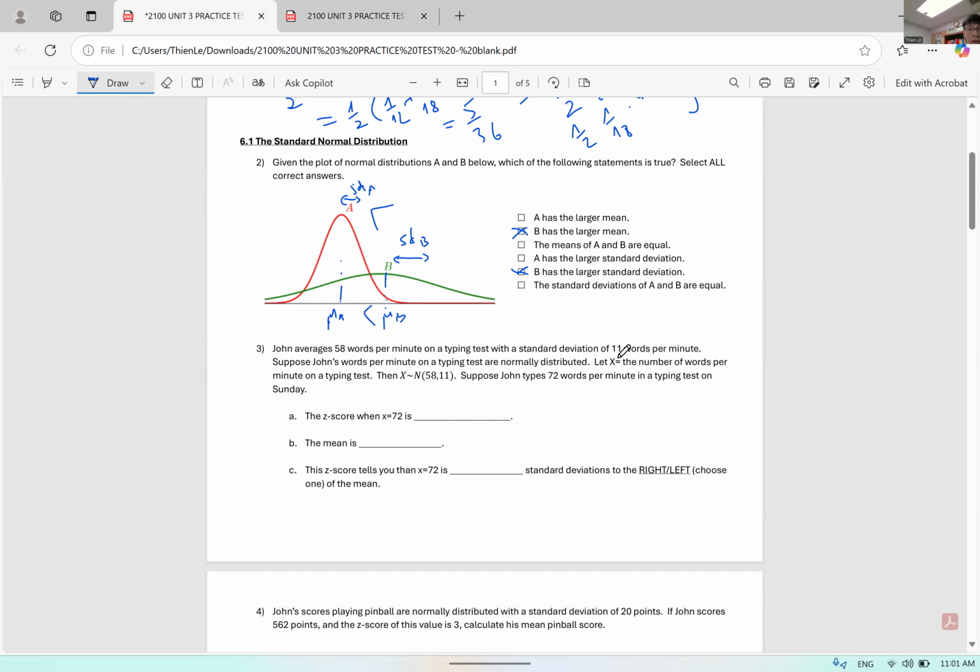Okay, for 3, John averaged 58 words per minute on a typing test with a standard deviation of 11 words per minute. Suppose John's typing speed is normally distributed, so X, the number of words typed per minute, follows a normal with mean 58 and standard deviation 11. Suppose John types 72 words per minute in a typing test on Sunday. Find the z-score. So this is a z-score problem. If you recall the formula, it's x minus mu, divided by sigma.